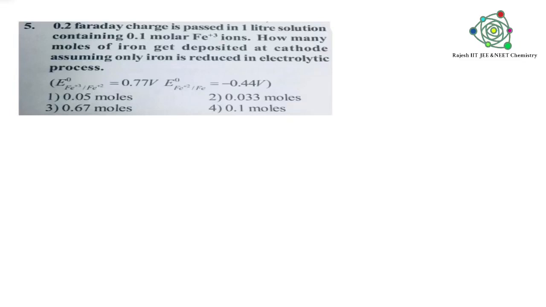In today's class we are going to focus on one important model in electrochemistry. So first of all we have to take the given data, after that we can solve. Given data: 0.2 Faraday charge is passed in 1 liter solution containing 0.1 molar Fe+3 ions. How many moles of iron get deposited at the cathode? That's the given data, and they're asking how many moles of Fe get deposited at the cathode.